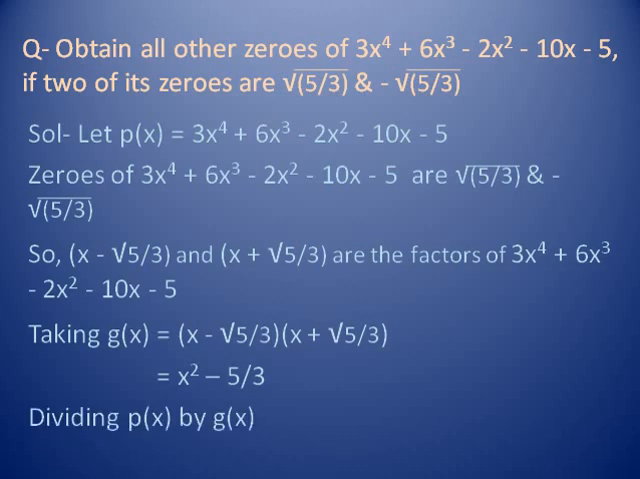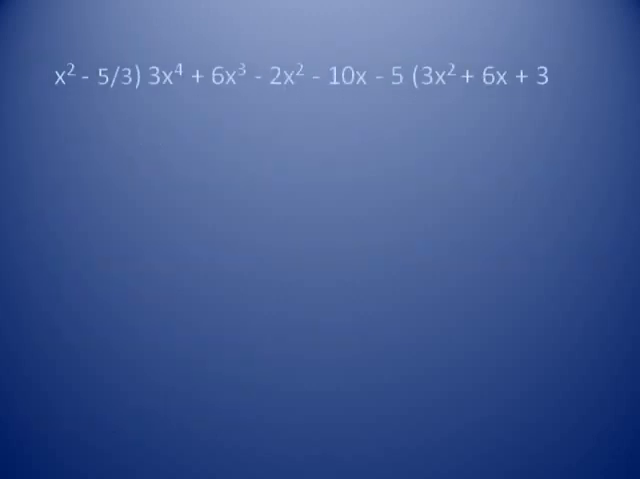So what we will do next, we will divide p(x) by x square minus 5 by 3. Let's see the division. Here we have taken the divisor x square minus 5 by 3, and the dividend 3x to the power 4 plus 6x cubed minus 2x square minus 10x minus 5. On the right side we have the quotient. We will see how to get the quotient.